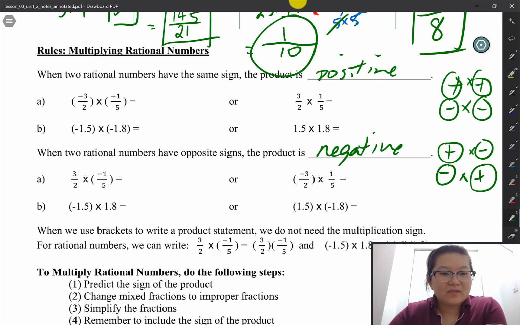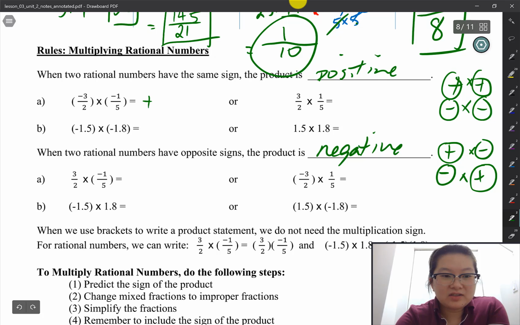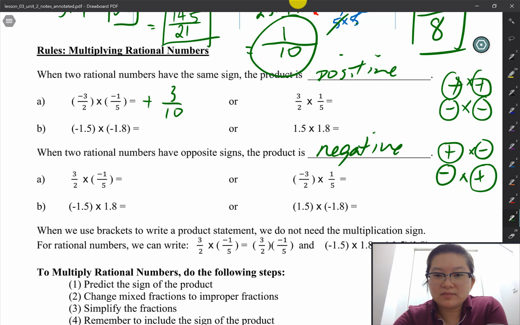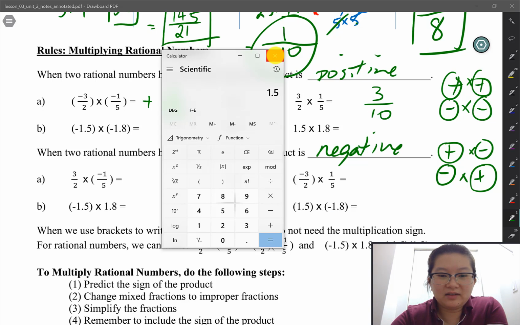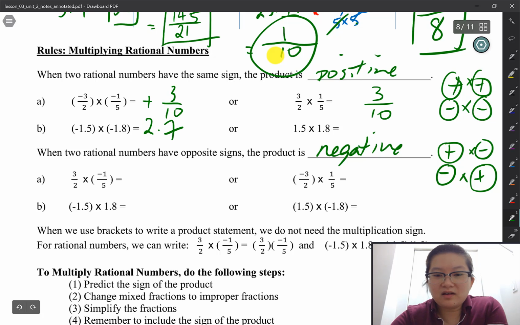Starting with A, we have two negative numbers. After they multiply, that's going to be positive. So we just, again, multiply top by top, bottom by bottom. We're just going to get 3 over 10. Over here, we have two positives. Same thing, 3 times 1, 2 times 5 is 10. And over here, we got two negatives. This is 1.5 times 1.8. This one, I will pull out a calculator. Since I know that I'm going to get a positive, I don't even bother putting in a negative sign. That's going to give me 2.7. Same thing here, which I just put in my calculator. That's going to give me 2.7 as well.